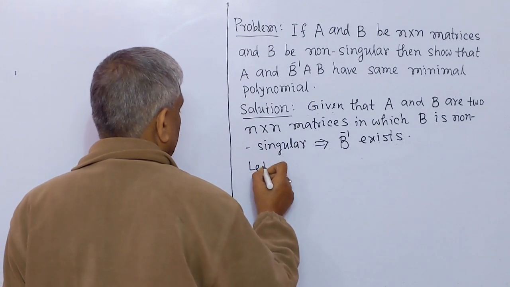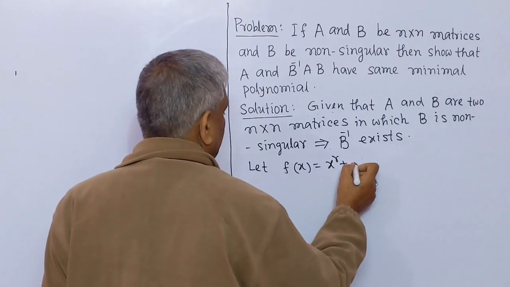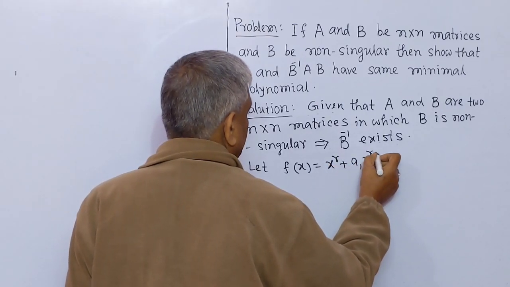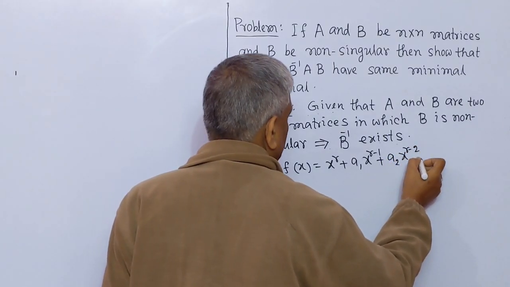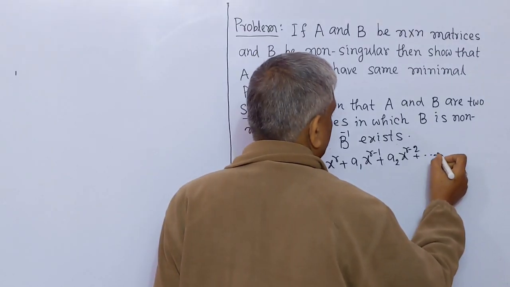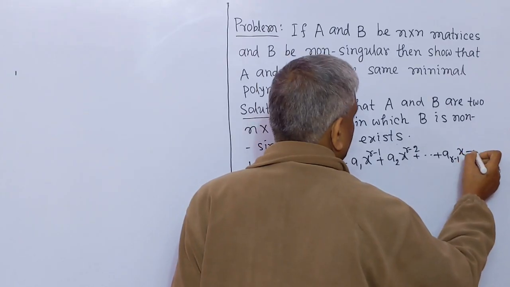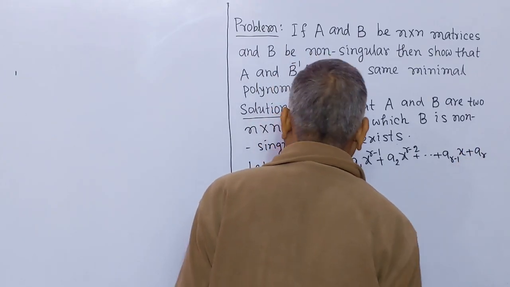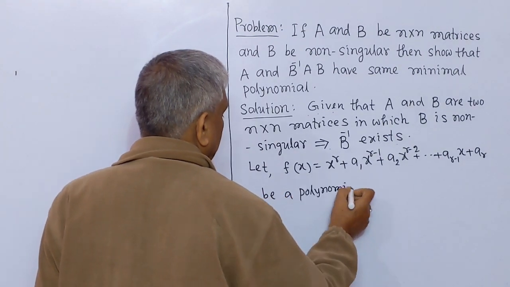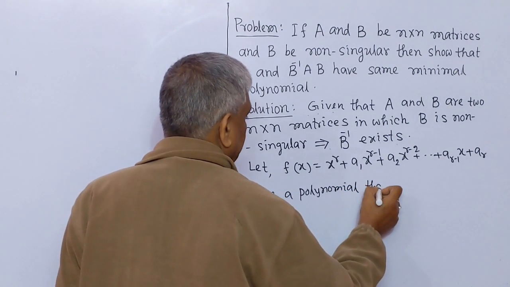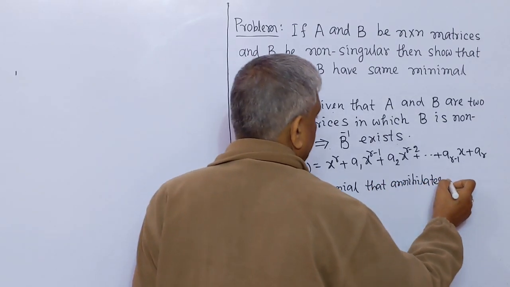Let f(x) equal to x to the power r plus a1 x to the power r minus 1 plus a2 x to the power r minus 2 plus ... plus a(r minus 1) x plus ar be a polynomial that annihilates matrix A.